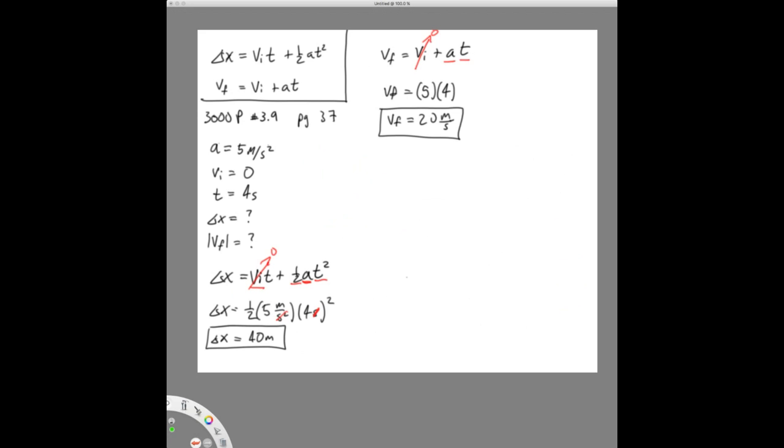Okay, so let's go back to our master equations. I lost my toolbar. Okay, I cannot grab the master equation, so I'll just rewrite them.